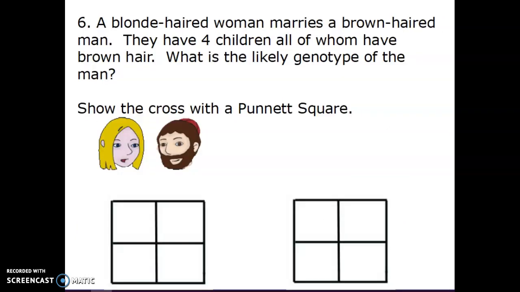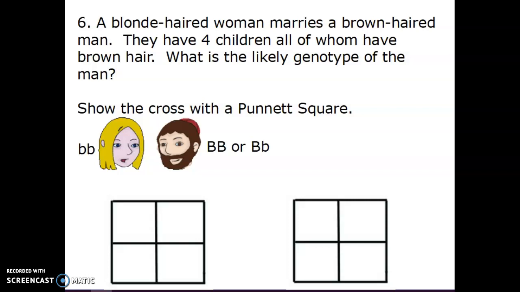Okay, so let's try another one. A blonde haired woman married a man who is brown haired. They have 4 children, all of whom have brown hair. So what is the likely genotype of the man? Now, we can't prove this 100%, guys, so that's why it says likely. Okay, so we know that our blonde-headed woman here should be little b little b, right? Because blonde hair is recessive. All right, our brown-headed man could be homozygous for brown or heterozygous for brown.